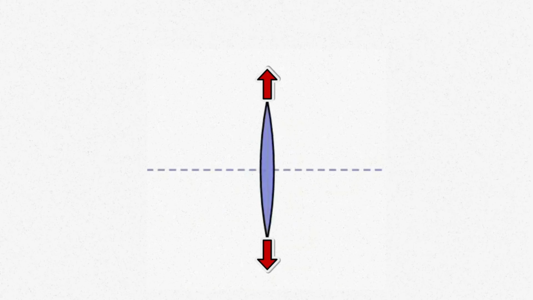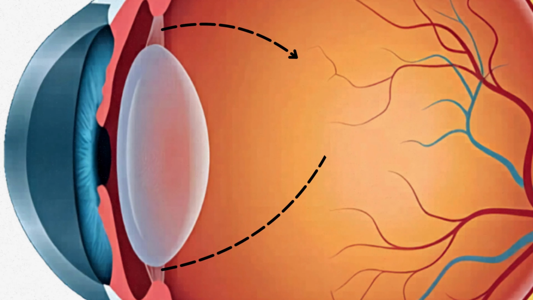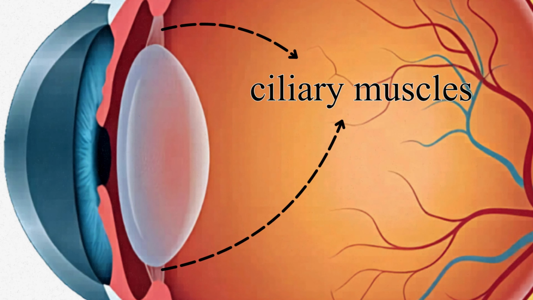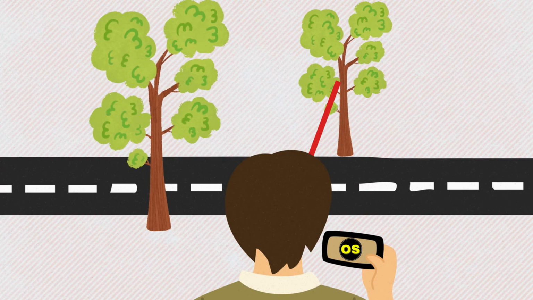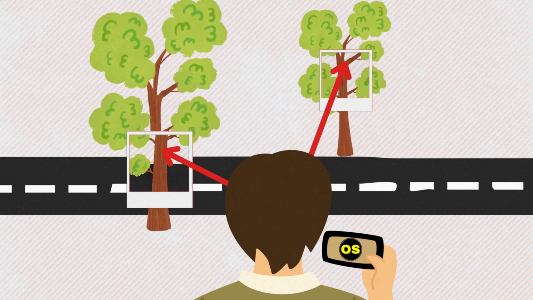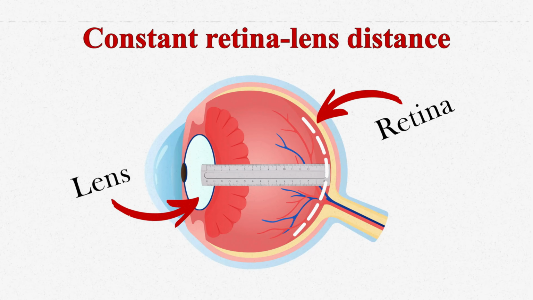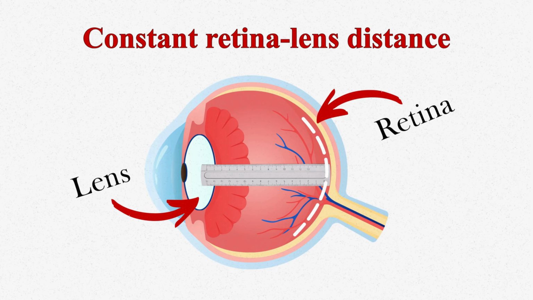This stretching and contracting of lens is called accommodation. This is done by ciliary muscles around the lens, thus making us see farther and closer objects with same sharpness and clarity. Thus solving both challenges, fixed retina challenge and constant retina lens distance challenge.